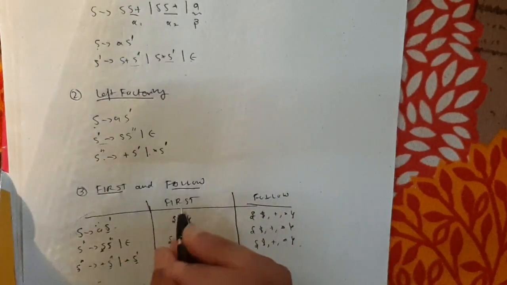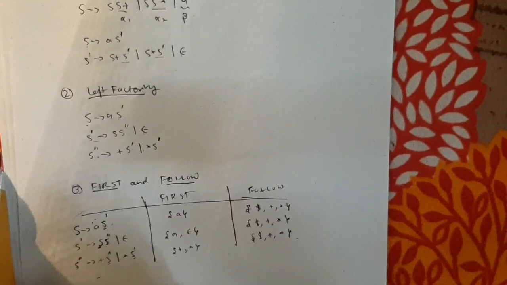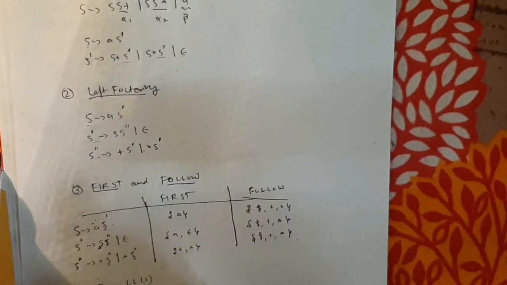Now after you have got these two things, then you have to do the next step, which is the parse table. This is the step for LL(1). Parse LL(1) table.